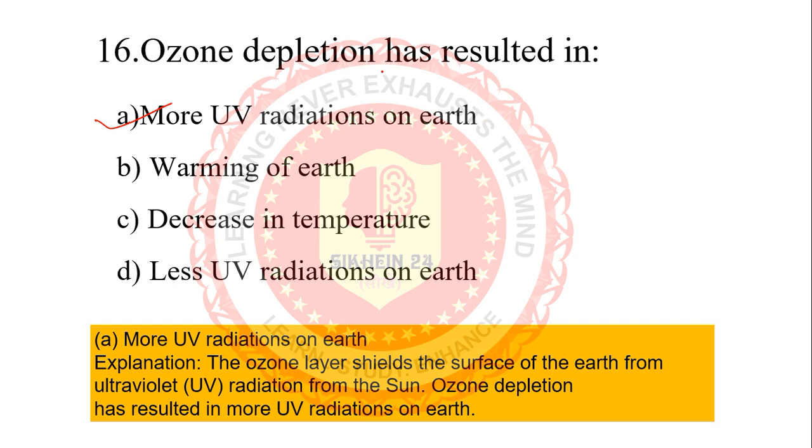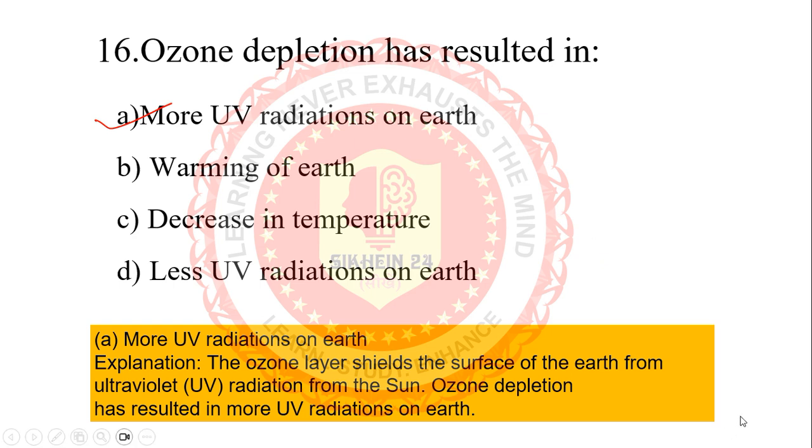If there is ozone layer depletion, then what do we get as the result? Now, A is the correct answer. Explanation: the ozone layer shields the surface of the earth from ultraviolet radiation from the sun, and ozone depletion has resulted in more ultraviolet radiation on earth.